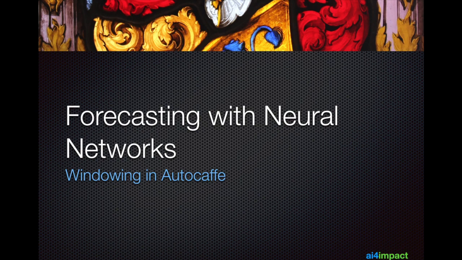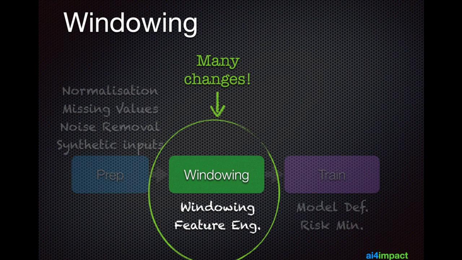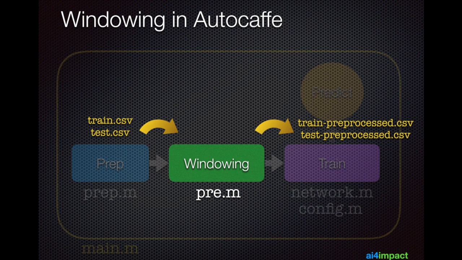Next, we want to see how to do windowing in AutoCAD. Windowing is the second stage after prep, and in windowing we do two things, both the windowing and the feature engineering, where we will need to make many changes. The file that controls this again is pre.m. We will always want to separate out our training and test data into train.csv and test.csv. These are both inputs into pre.m. And the outputs are called train preprocessed and test preprocessed respectively.